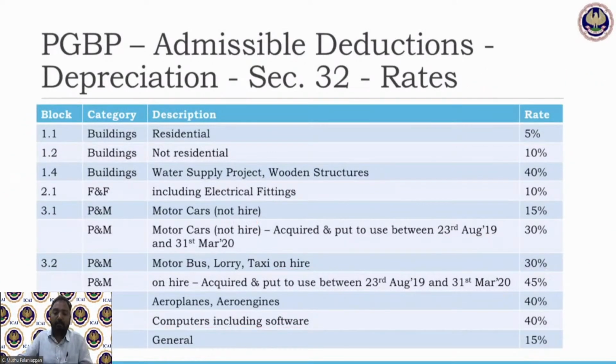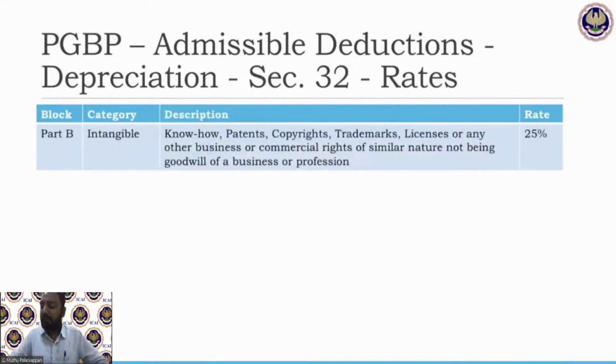When it comes to intangible, it is a flat 25%, or 1/4. So 25% is eligible for all the intangible assets such as know-how, patent, copyright, trademark, license, or any other business or commercial rights, other than goodwill. So for this, it is 25%. All this will fall under intangible. So these are all the rates for asset depreciation.